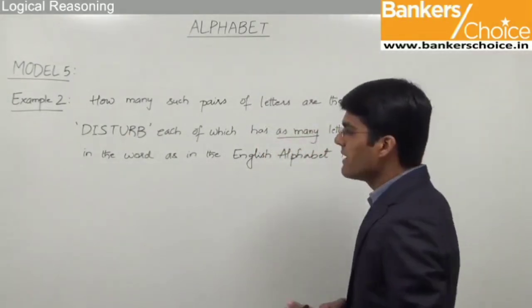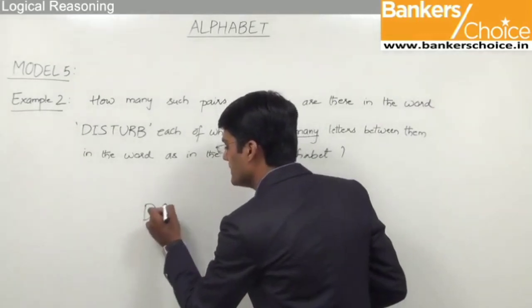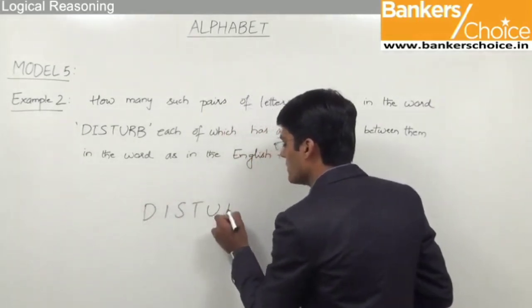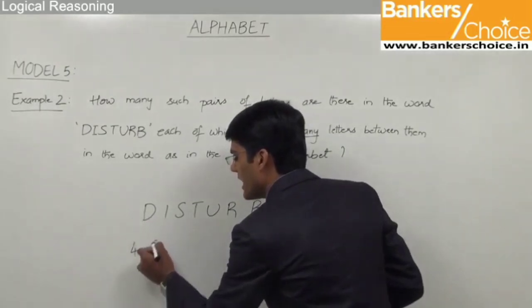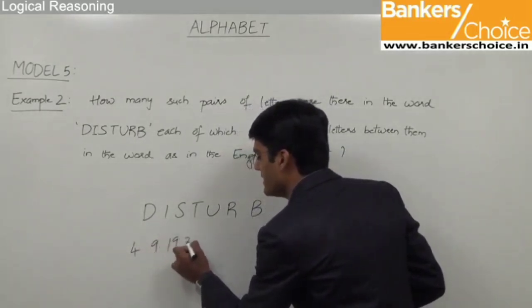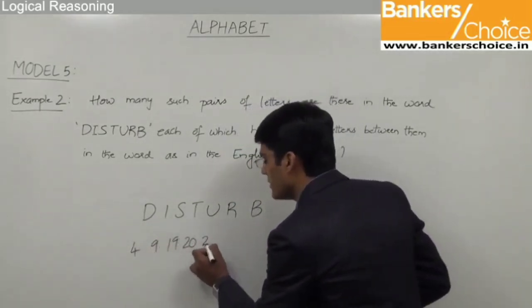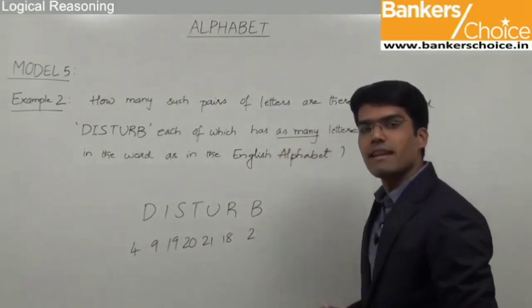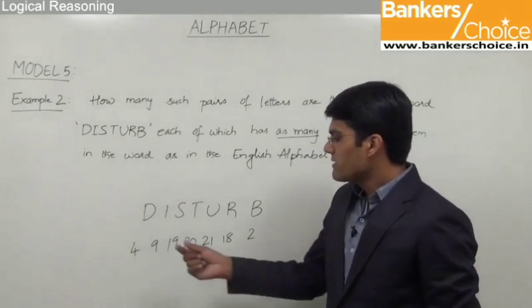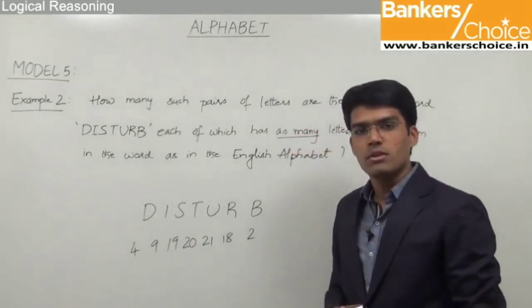So as we have discussed, let us take the positions of all these letters and find out all the possible pairs. We know that D is the 4th letter, I is the 9th letter, S is the 19th letter, T is the 20th letter, U is the 21st letter, R is the 18th letter, and B is the 2nd letter. And now let us directly work on these positions to find out the total number of pairs.